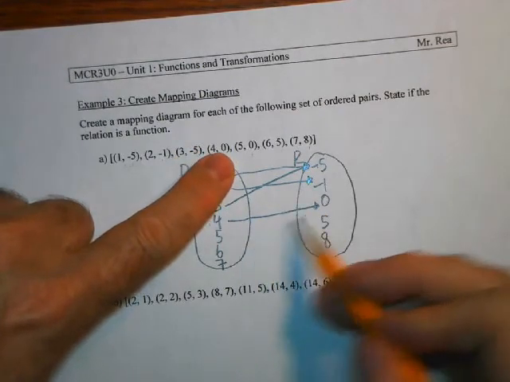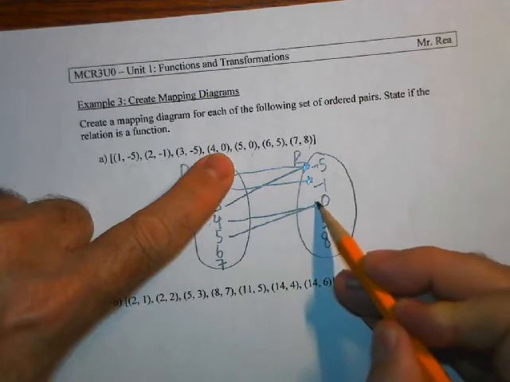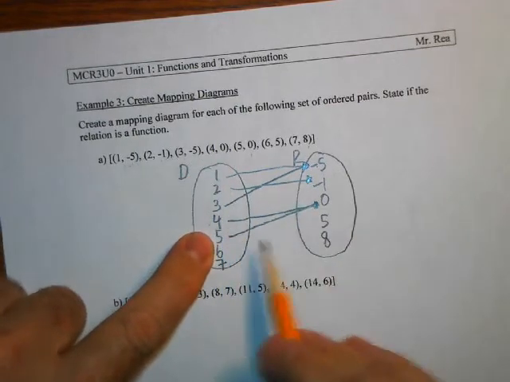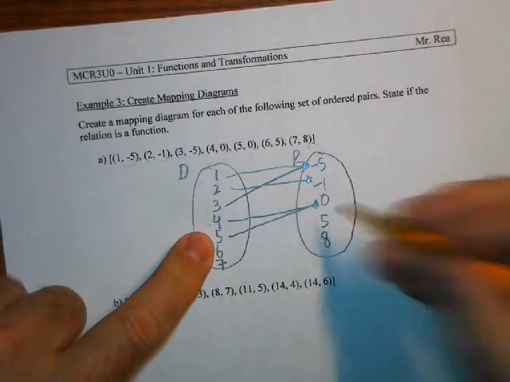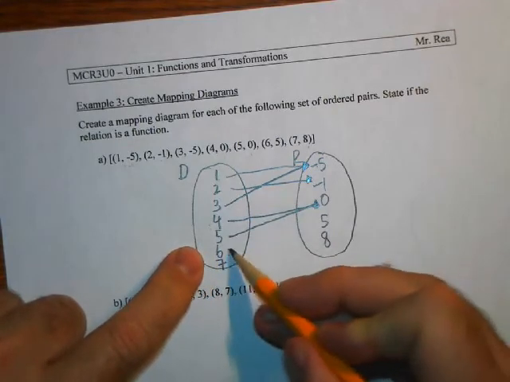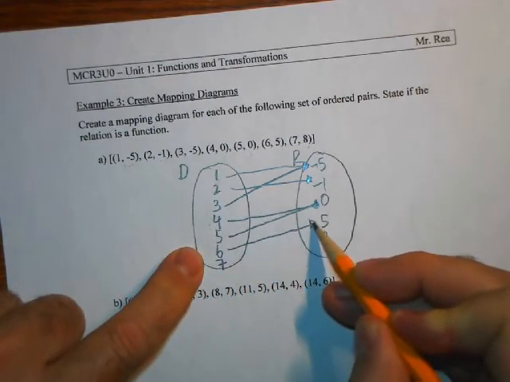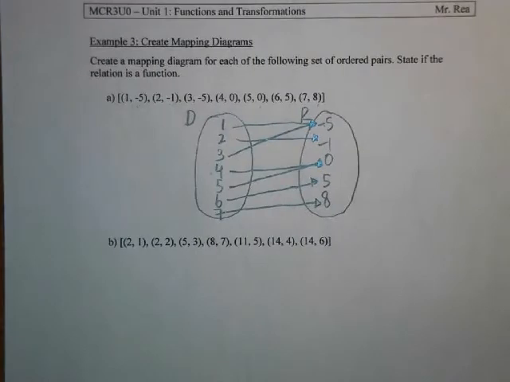5, 0. So again, same thing, goes to the same point. So both the inputs 4 and 5 map to the output, or the y value, of 0. 6 goes to 5. And 7 goes to 8, which are defined by those last two ordered pairs, or points, if you want to call them points.